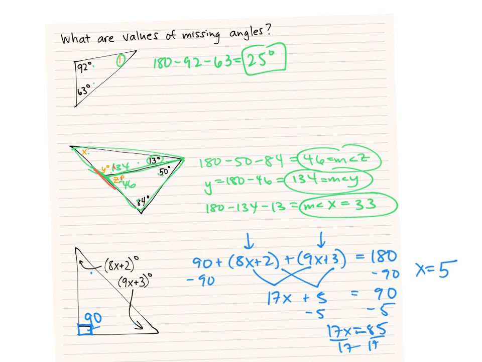So x is 5. And be careful here, we're not done just because we have x, right? The question is asking to find the values of the missing angles. So we're going to have to plug this x back in. So please, I do see this all the time. Students get excited.